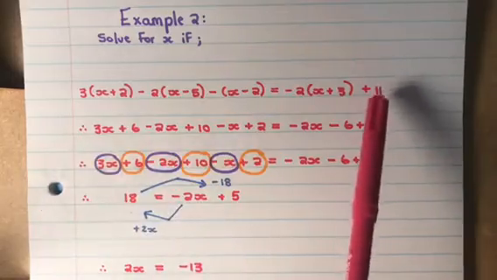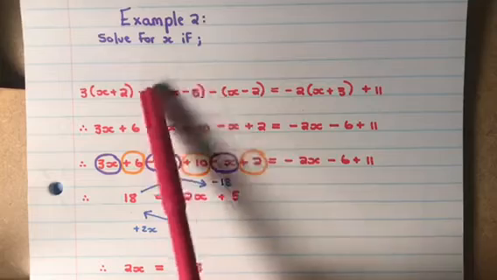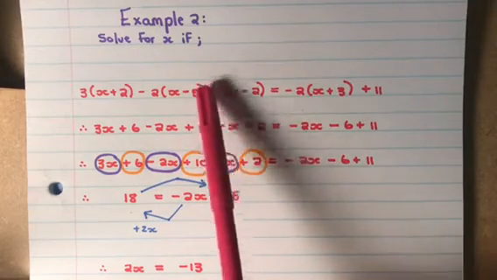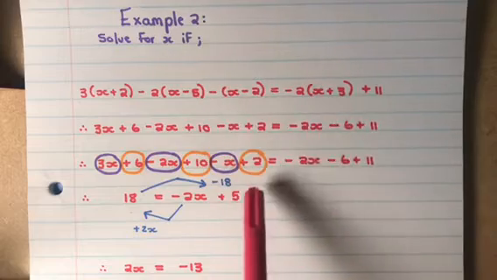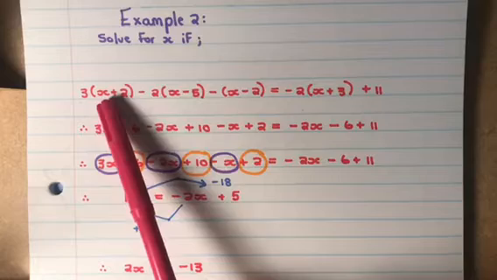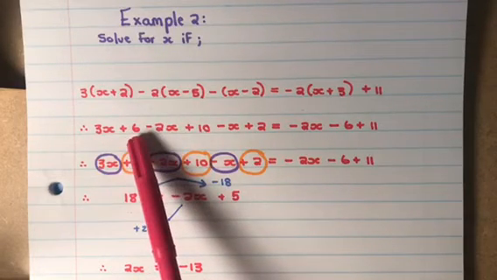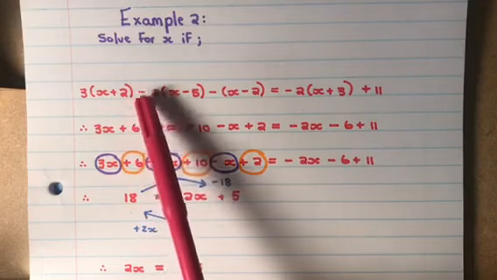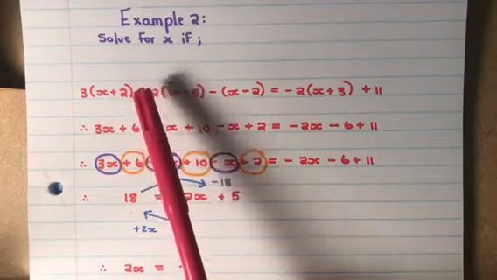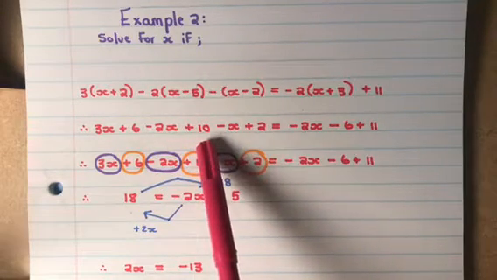Okay, so step 1, we said get rid of your brackets. So everywhere we have to go and distribute the term in front, or not just the term, the sign and the term, into the bracket to get rid of those brackets. So I'm going to do it very slowly with you. 3 times x is 3x. 3 times positive 2 gives you a positive 6. Okay, that minus 2 times x gives you minus 2x. Negative times a negative gives you a positive. 2 times 5 is 10.